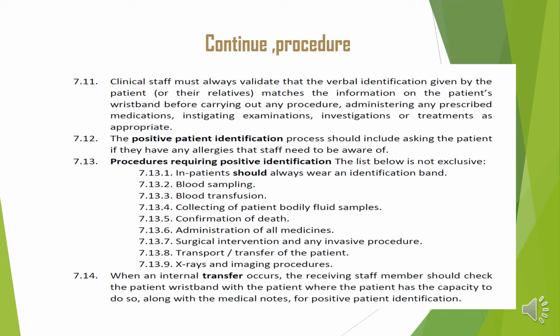The positive patient identification process should include asking the patient if they have any allergy or not. If you do not ask the patient about allergy and document it on the medical record, you did not do the identification in a proper way. Procedures requiring positive identification: the list below is not exclusive. You have to do the positive, correct, or proper patient identification on the next 9 items, not limited to these 9. You can add anything more.